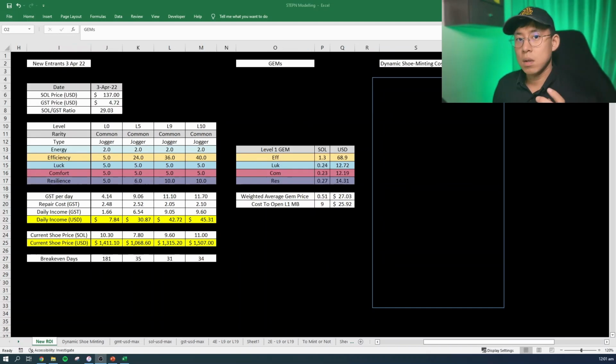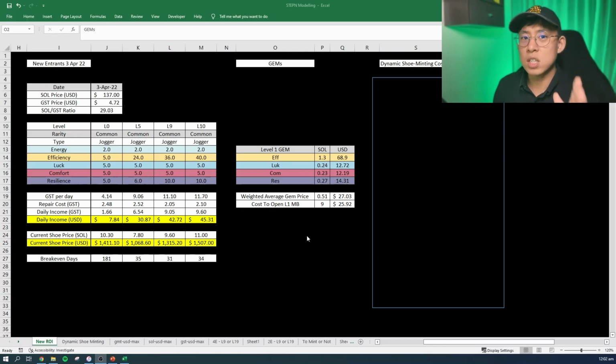Do your own research. With such low prices, I do think that some people are thinking of buying gems to augment their shoes, whether they want to use it to increase their earnings or whether they want to flip gems. And I've actually gone into the app to check out the prices of the different level 1 gems. For efficiency, it is at 1.3 Solana, for luck 0.24, comfort 0.23, resilience 0.27, and the corresponding US dollar prices are as follows. And I've actually taken the weighted average gem prices and calculated it to be 0.5 Solana, and it's roughly $27.